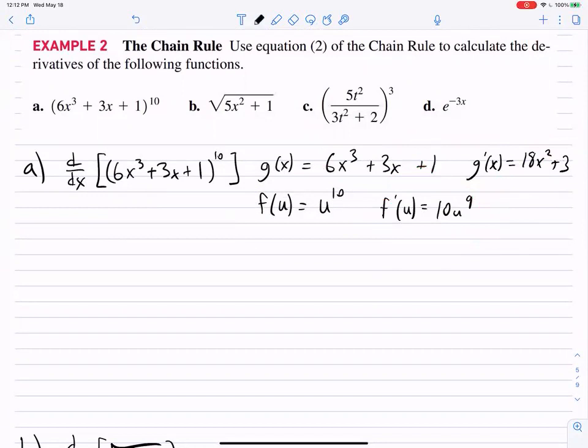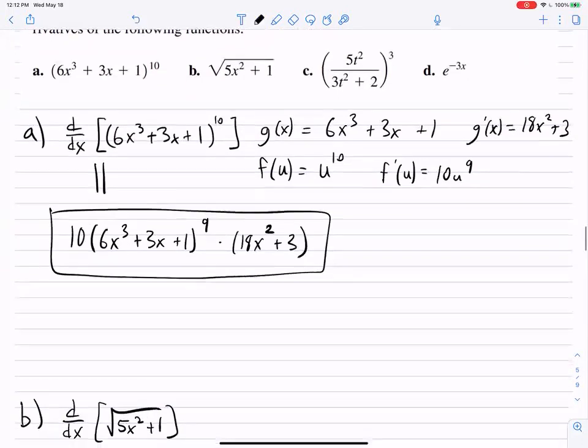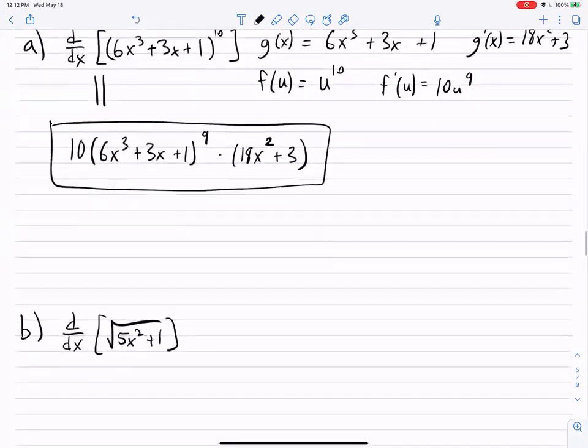And so the derivative, maybe I'll write it like this. This is equal to f prime, which is 10 times 6x cubed plus 3x plus 1 to the 9th, times g prime, which is 18x squared plus 3. That's the derivative. Now do part B.